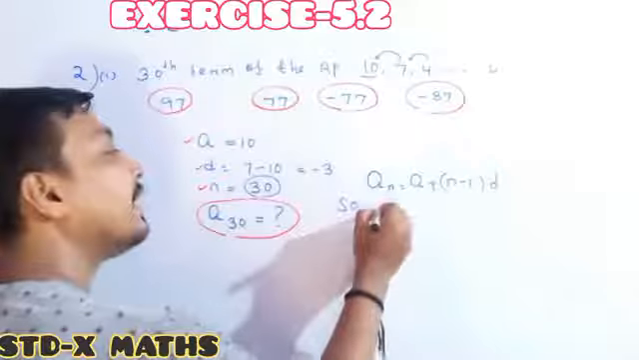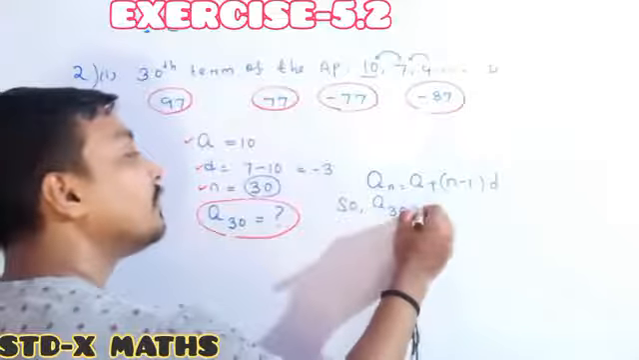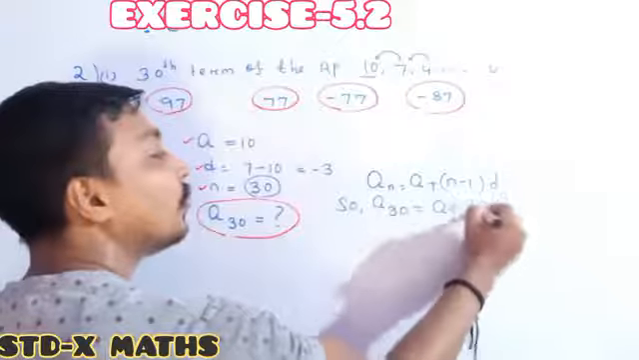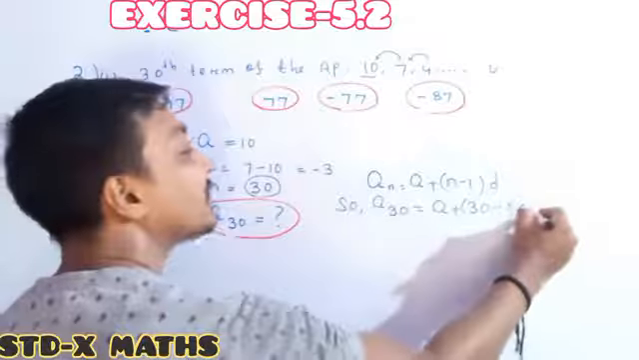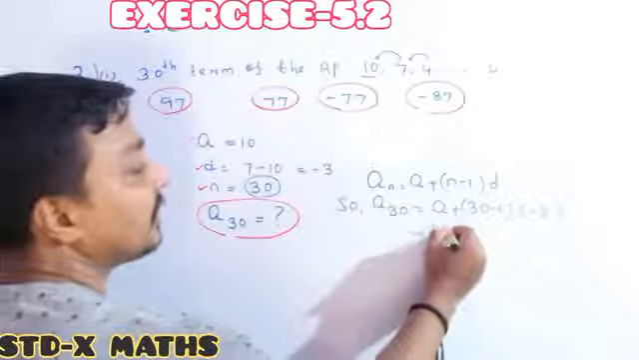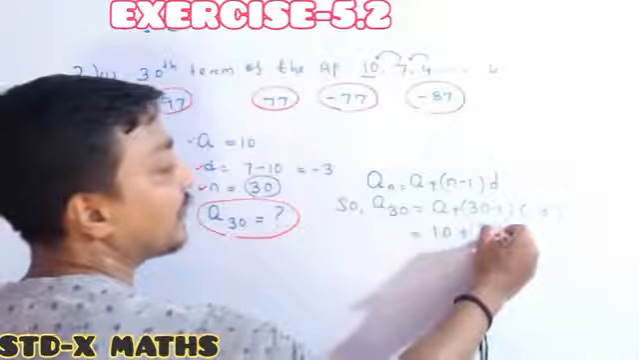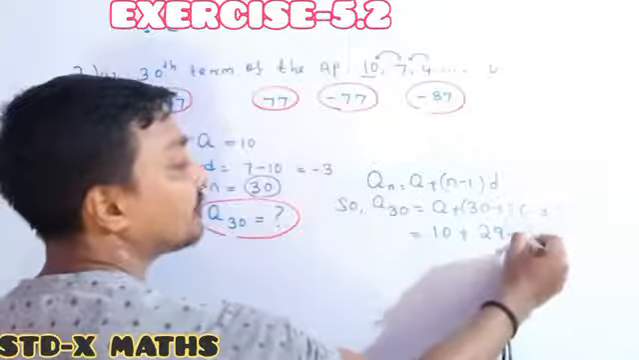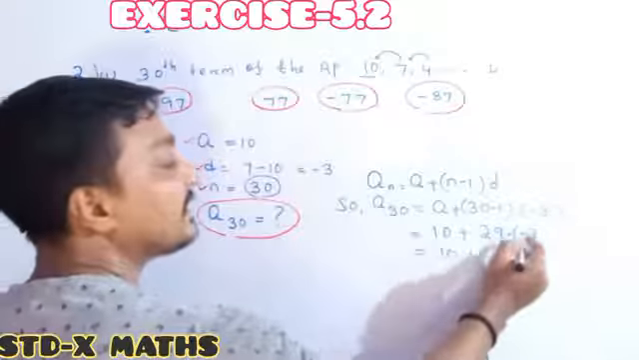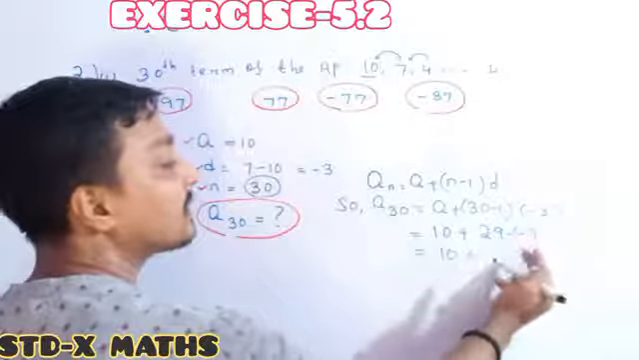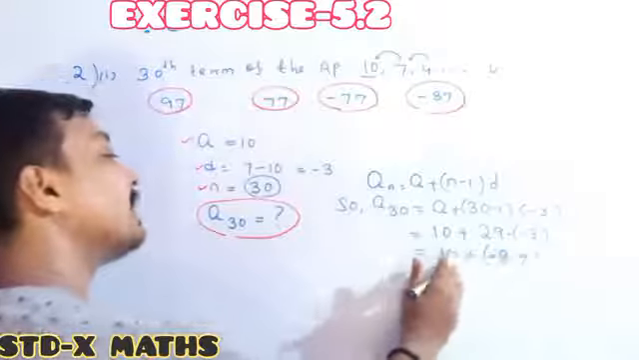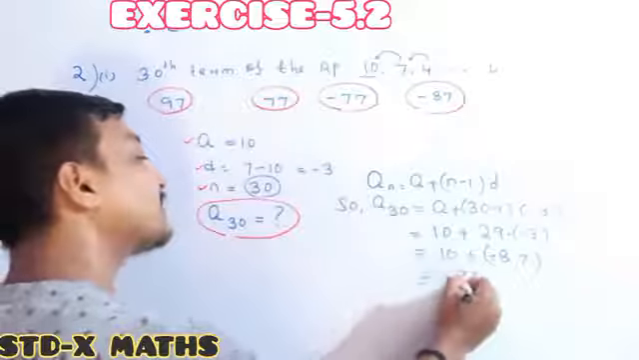So, the A30 formula will be A plus 30 minus 1 whole into D. D means it is minus 3. Which implies A is 10, and here 30 minus 1 is 29, and here it is minus 3. It implies 10 plus, see, 3 9s are 27, 7 2, 3 2s are 6, 2 8. So which is minus 87. See, here it is minus 87 plus 10, which gives us minus 77.